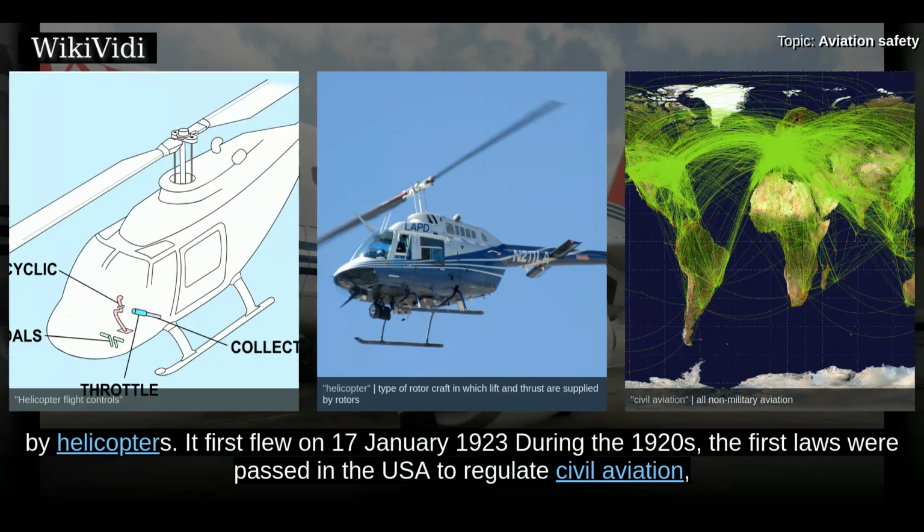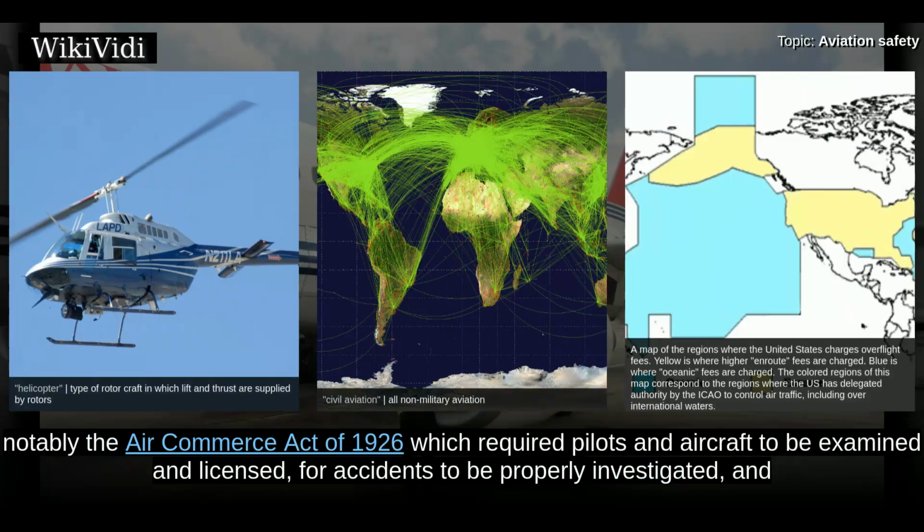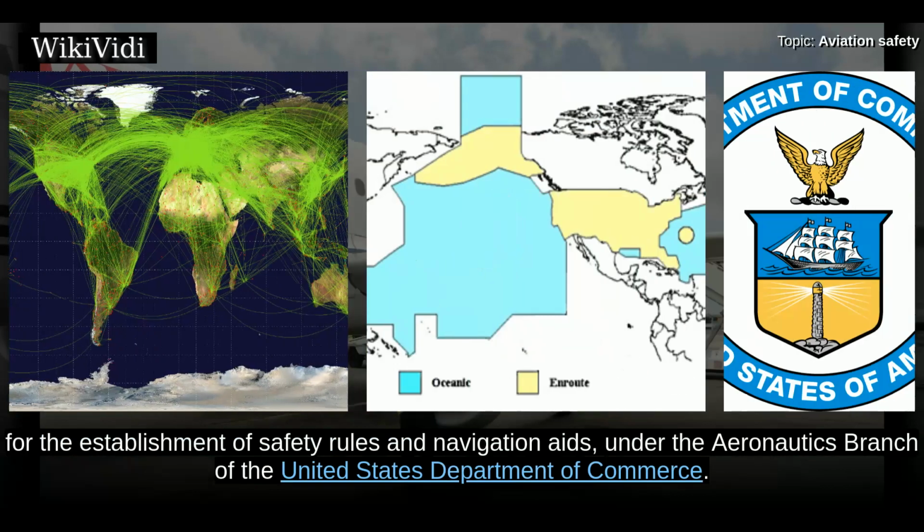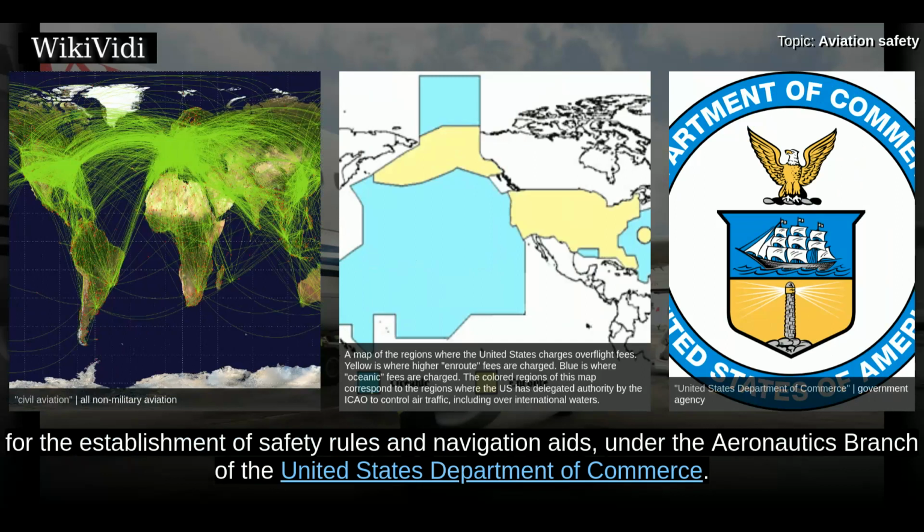During the 1920s, the first laws were passed in the USA to regulate civil aviation, notably the Air Commerce Act of 1926, which required pilots and aircraft to be examined and licensed, for accidents to be properly investigated, and for the establishment of safety rules and navigation aids, under the Aeronautics Branch of the United States Department of Commerce.